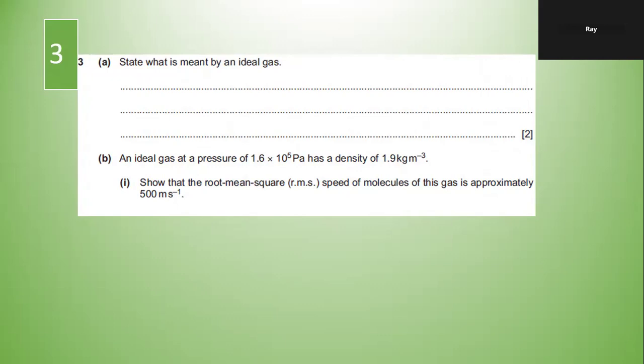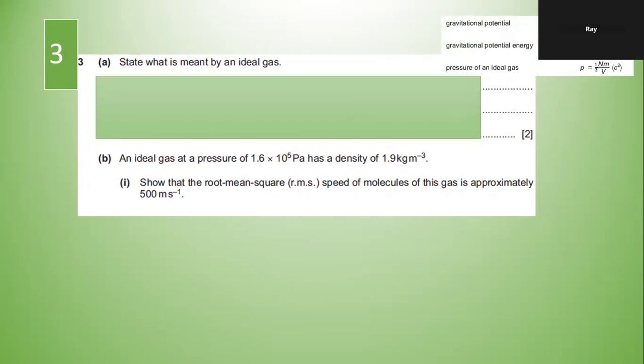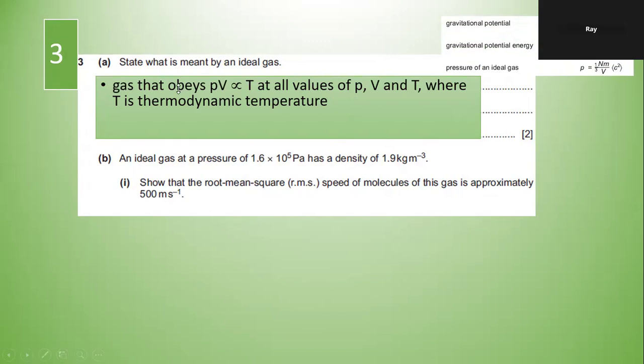The product of its pressure and the volume is proportional to the absolute temperature. A gas that obeys PV is proportional to T at all values of pressure, volume, and temperature, where T is the thermodynamic temperature. That's important. This one is worth a mark. Thermodynamic temperature. PV is proportional to T at all values of pressure, volume, and temperature.